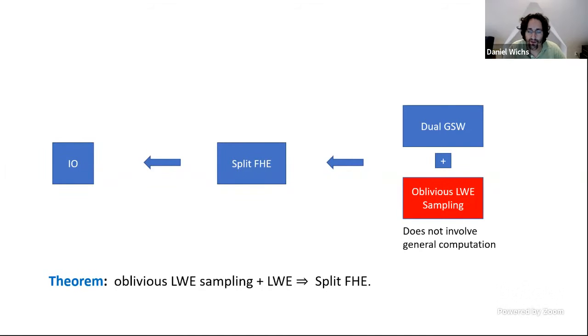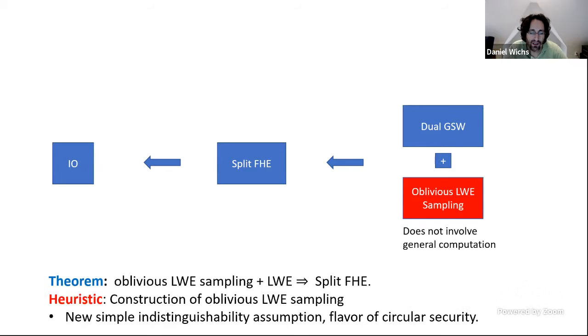And so the main part of the talk is then constructing this oblivious LWE sampling. And we give a construction that uses LWE techniques, but it's a heuristic construction. We do not know how to prove security under the LWE assumption.